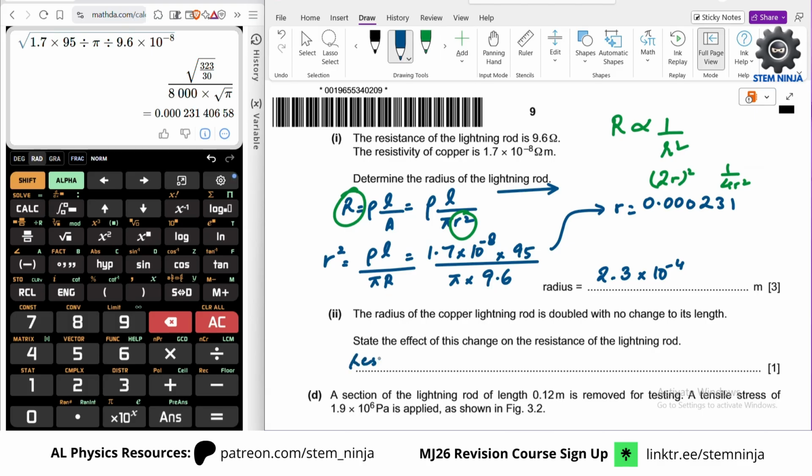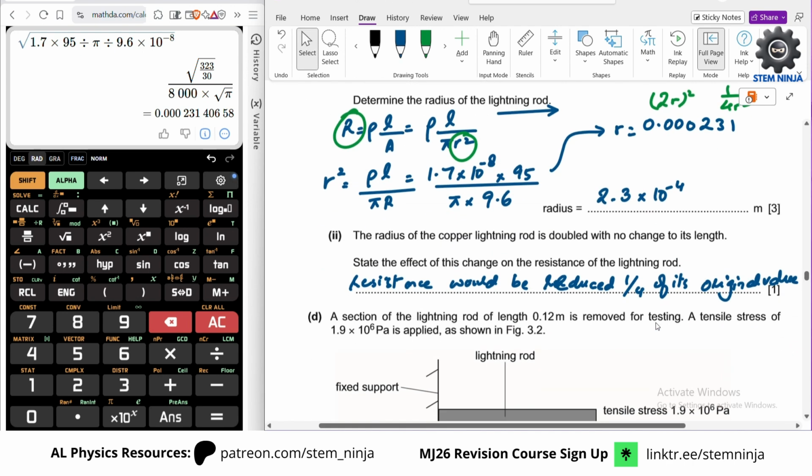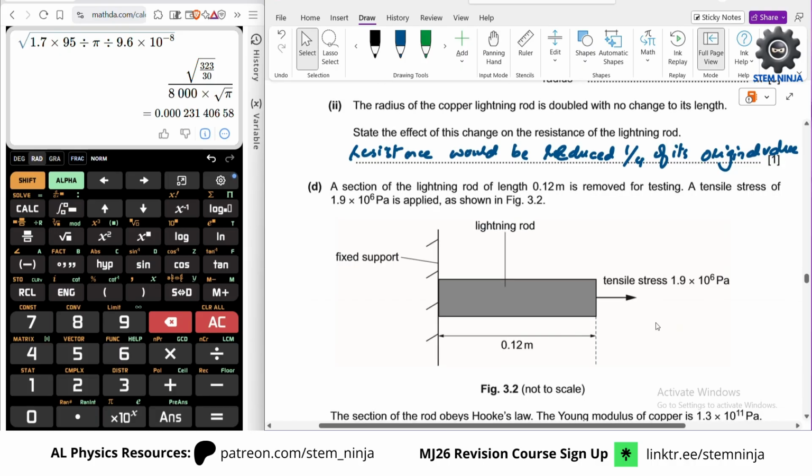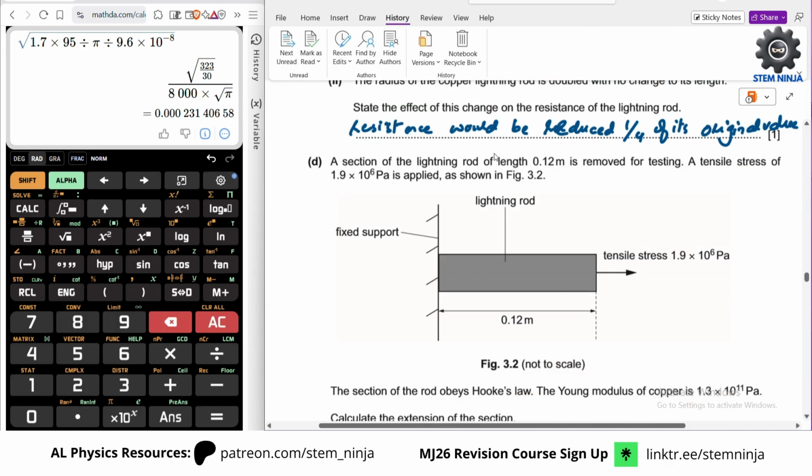So resistance would be reduced to 1/4 of its original value. Okay, alright. We can actually state the value also, 9.6 divided by 4.